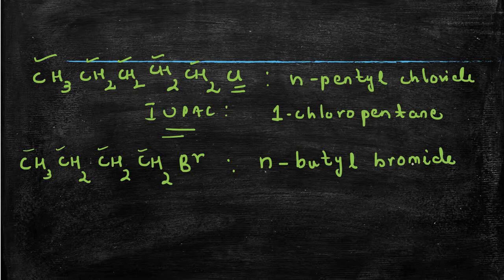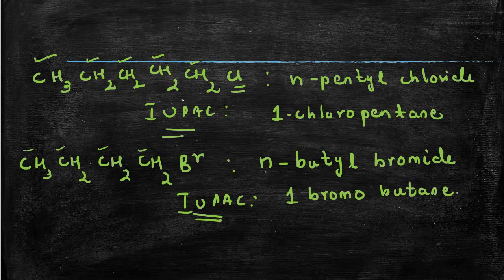And what will be the IUPAC name? We have to see the corresponding alkane. So the IUPAC name for this one will be 1-bromobutane. So hope this much is clear when we are writing the name n in the common name, when it is a long unbranched chain.